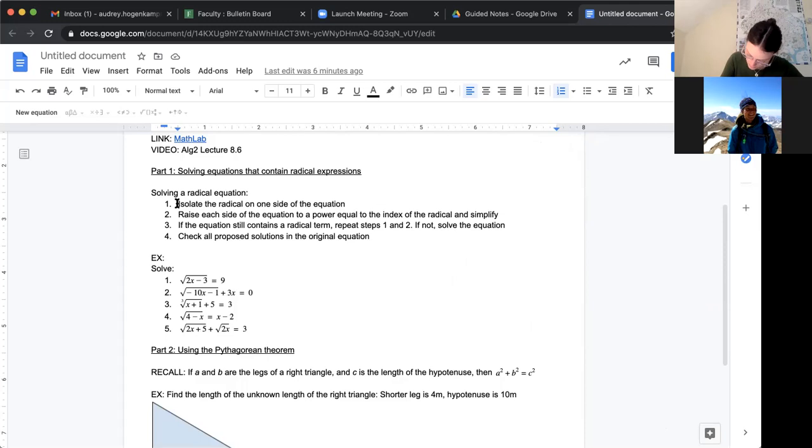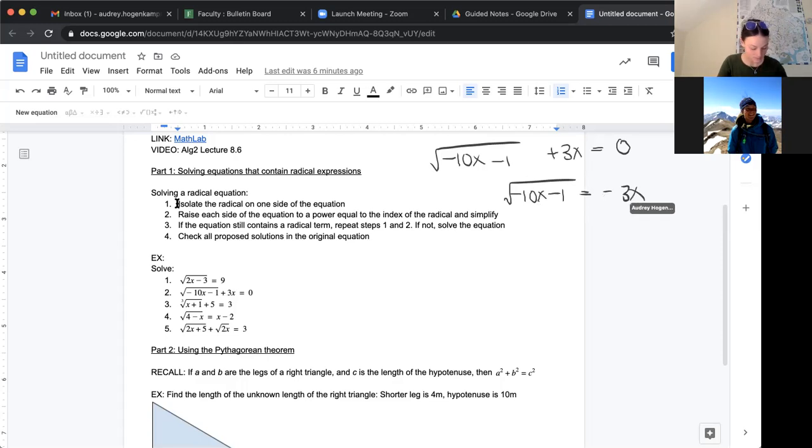So square root of negative 10x minus 1 plus 3x equals 0. So step 1 is to isolate the radical. So that means on one side of the equation, you want only the radical expression. So in this case, we have plus 3x on the left side as well, so we want to get rid of that. So we're going to have square root of negative 10x minus 1 equals negative 3x.